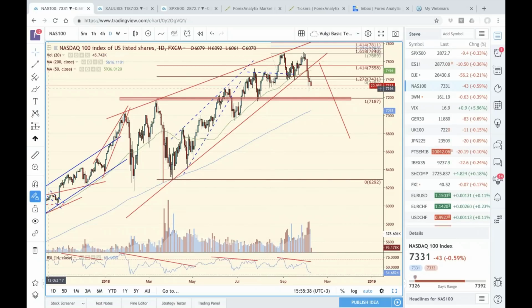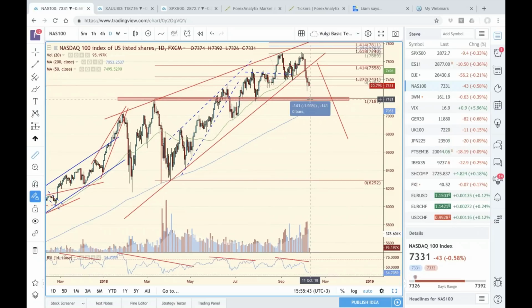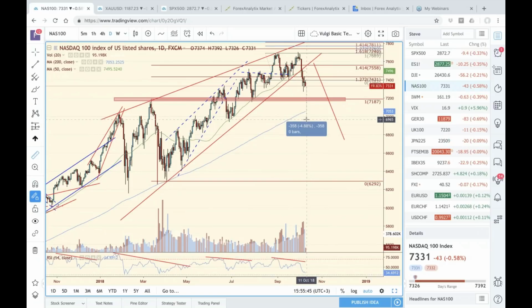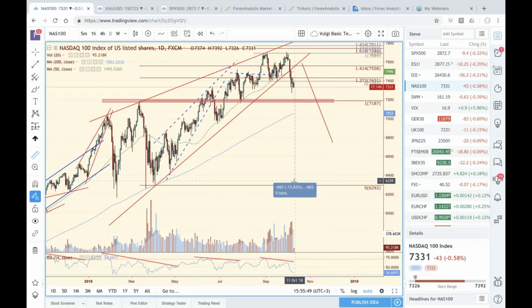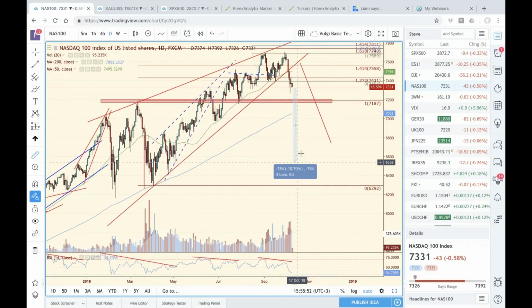I mean, the next target is 2% lower. The target after that is almost 5% lower from where we are. The other one is like 6.7% lower. And the beginning of the wedge is another 14% lower from where we currently are.